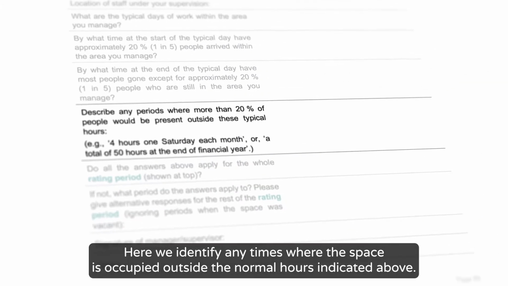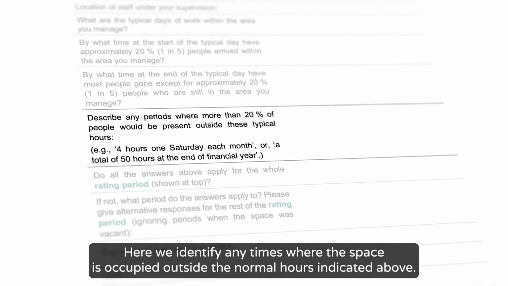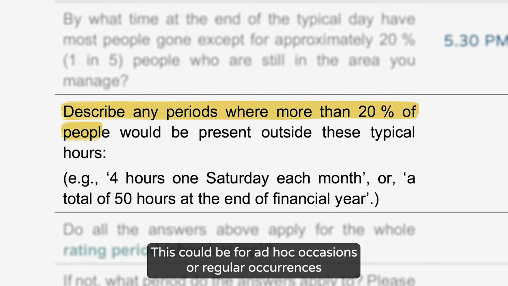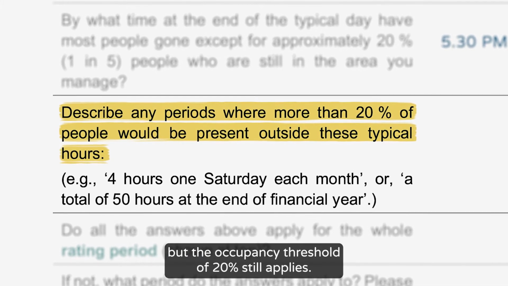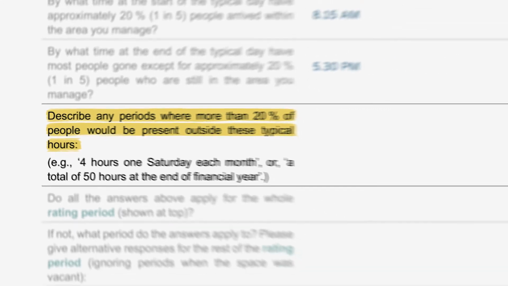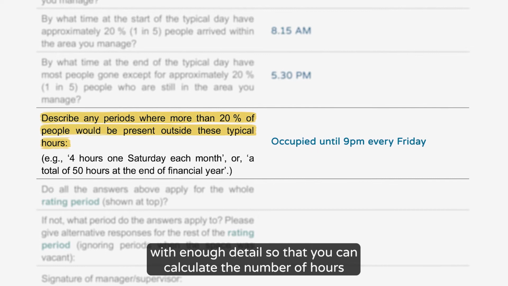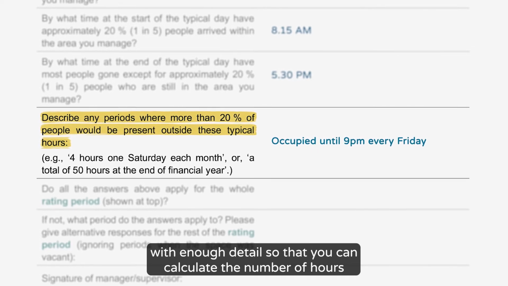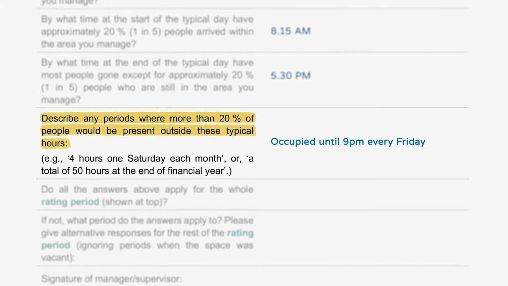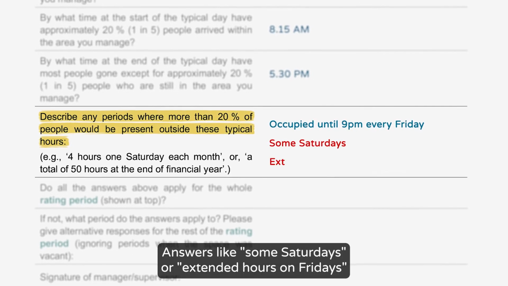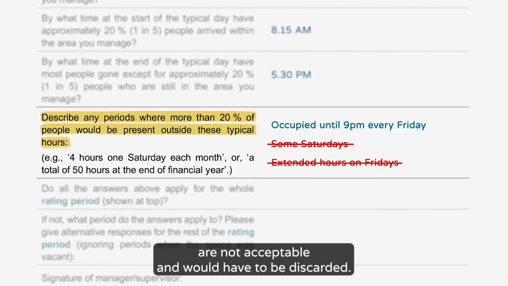Here, we identify any times where the space is occupied outside the normal hours indicated above. This could be for ad hoc occasions or regular occurrences, but the occupancy threshold of 20% still applies. Ensure the answers are clear and specific, with enough detail so that you can calculate the number of hours per year accurately and without making any assumptions. Answers like "some Saturdays" or "extended hours on Fridays" are not acceptable and would have to be discarded.